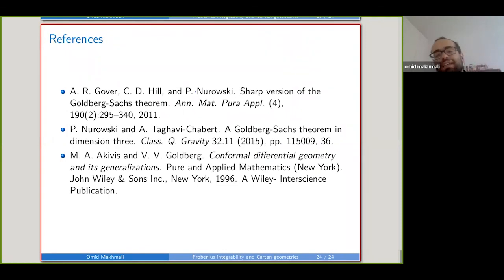So these are the references that I used, and in these references, you can find more references in history. The first is a paper on a four-dimensional Goldberg-Sachs theorem. The second one is Goldberg-Sachs theorem version 3, but again, assuming that the integrability arises from a metric. And the third reference is a book using which I learned this approach, finding this necessary condition for examining integrability, but unfortunately it has some mistakes, the book of Akivis and Goldberg. And I think I'll stop here. Thank you.